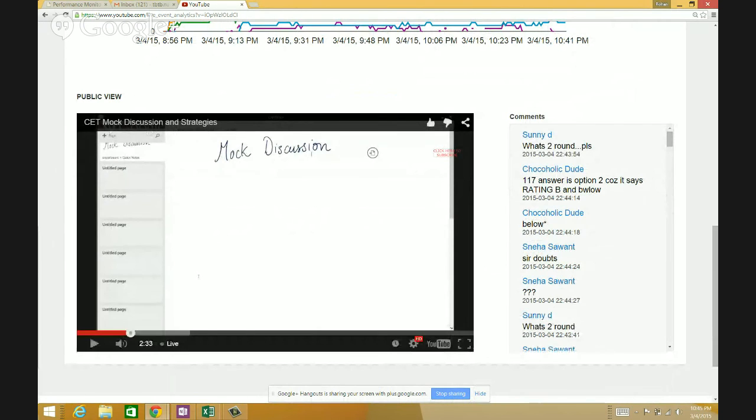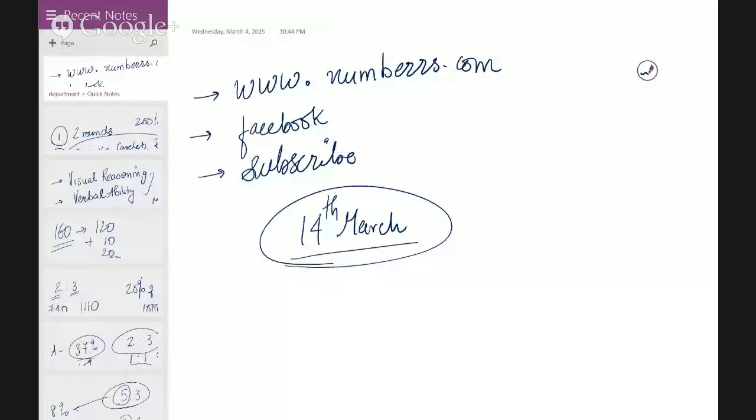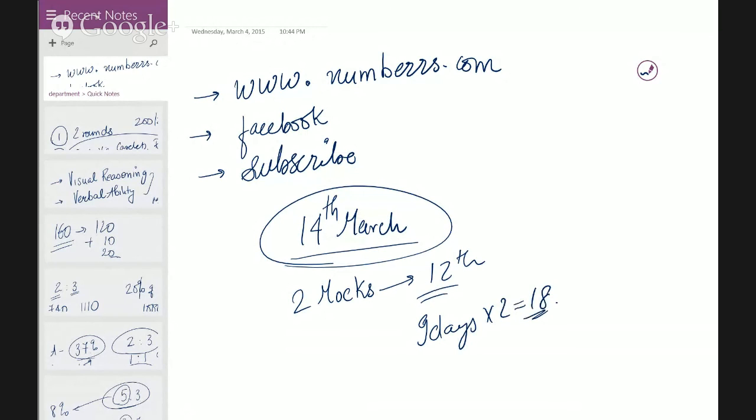People who are not working, you should write two mocks a day from tomorrow. Write mocks till like 12th March. Now today is 4th and till 12th is going to be 9 days. So you can write 9 into 2, 18 mocks total. This is an entire test series.